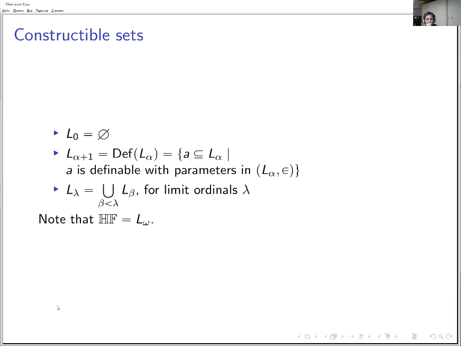So this is a second mathematical example. This is just the definition of constructible sets, to remind people who are not familiar what constructible sets are. As usual, constructible sets are defined by recursion on ordinals. We start with the empty set, and then we iterate first order definability with parameters over each previous level.